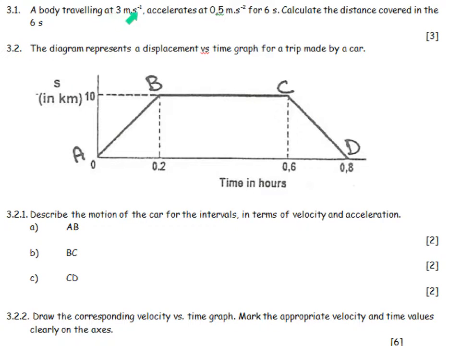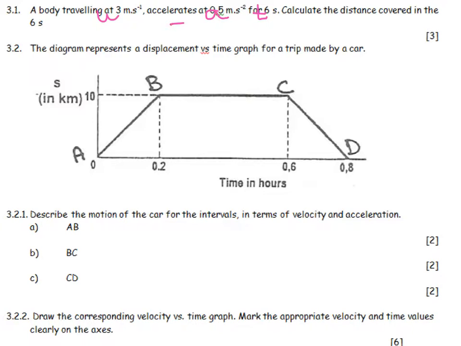A body is traveling at 3 meters per second. It accelerates at 0.5 meters per second squared for 6 seconds. Calculate the distance covered. So we need to extract: we've got an initial velocity, we've got an acceleration, we've got a time, and we are interested in a distance.